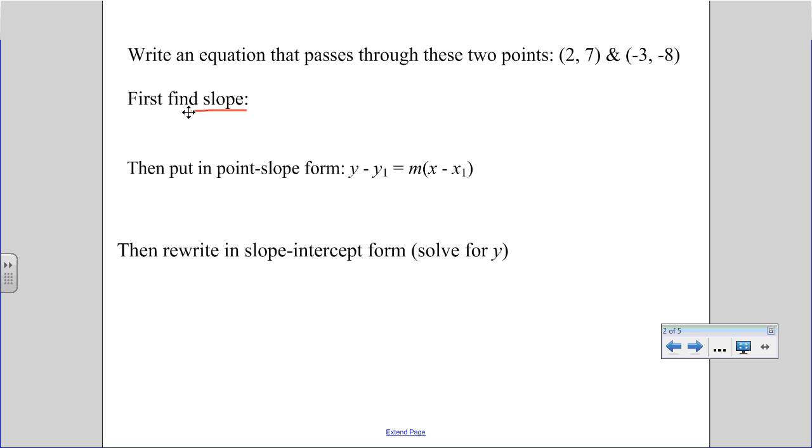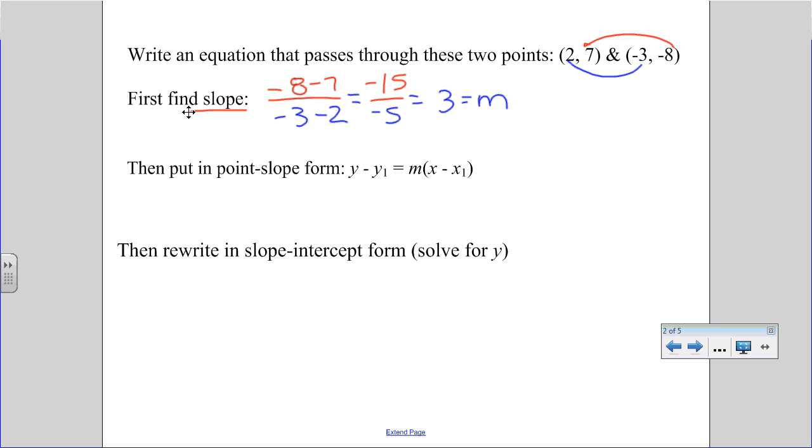So we're going to do -8 minus 7. We're going to do y minus y. And then -3 minus 2, x minus x. And so that's going to leave me with a -15. Use your calculator if you need some help with that. Over a -5. Let's simplify our fractions for our ratio of the slope as much as possible. -15 divided by -5 is 3. So that's my slope. Now what you're going to do is put it into point-slope form.